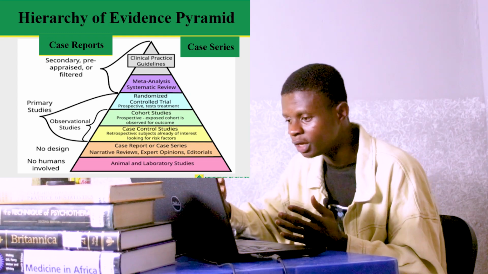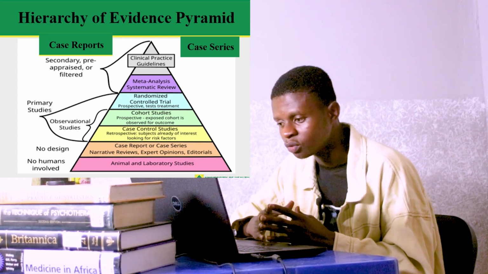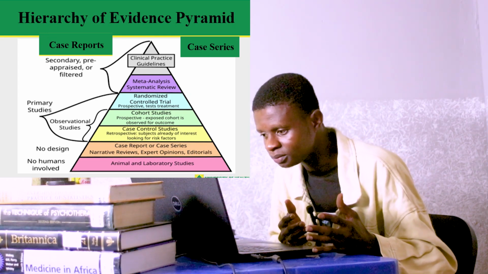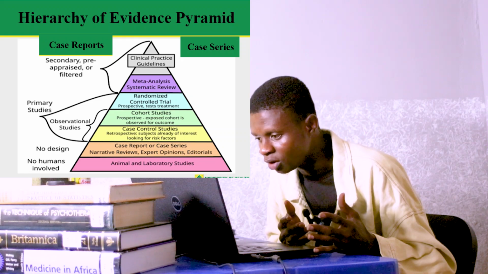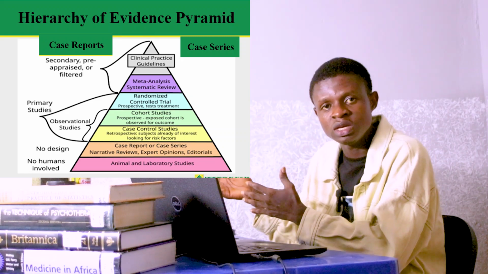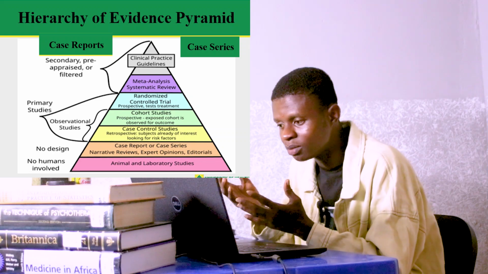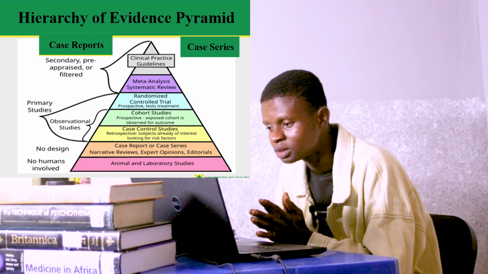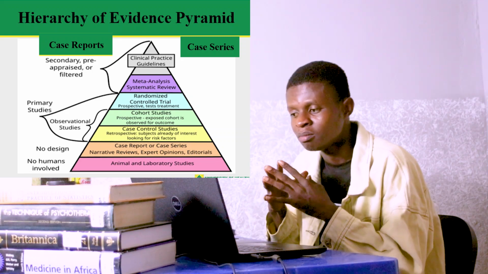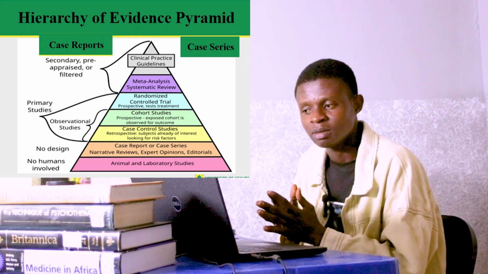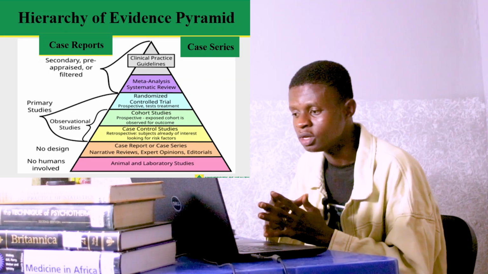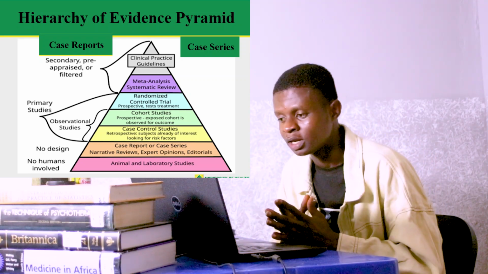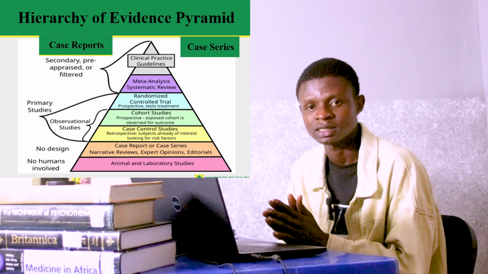Then we come to the case control study, which is retrospective and subject to error. It can also be prospective. Then we come to the cross-sectional study through to cohort, randomized control trial, then meta-analysis, and then systematic review before we get to the clinical practice guidelines. So this is the structure for the study designs.